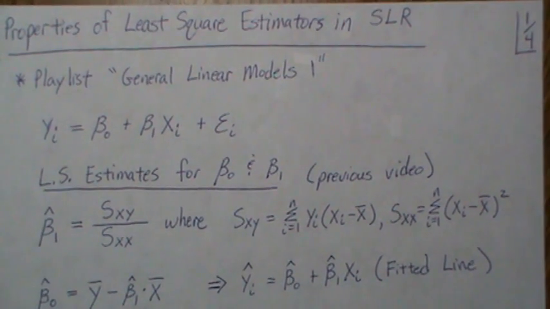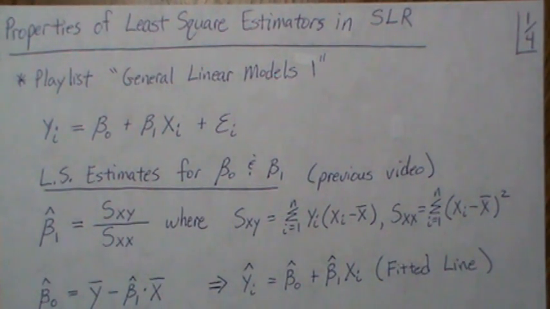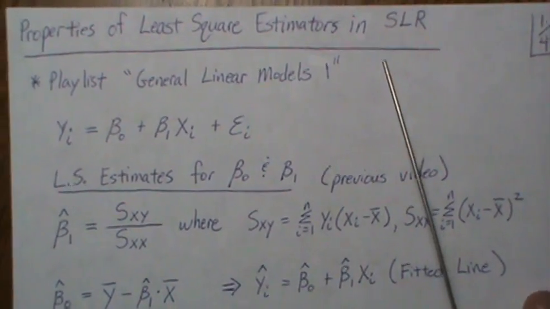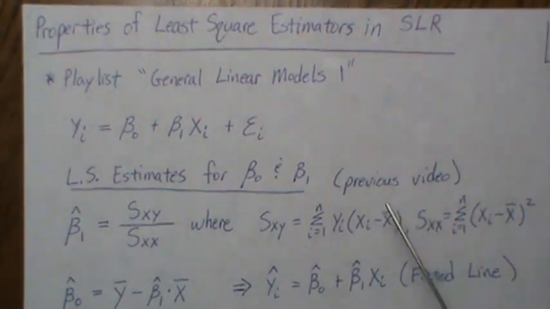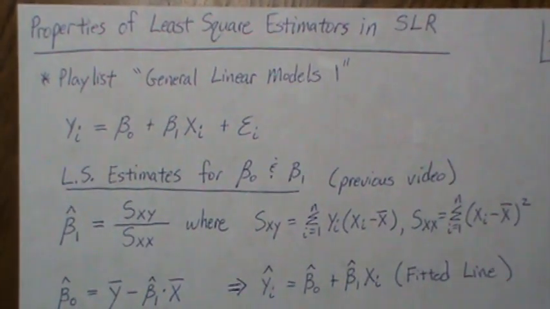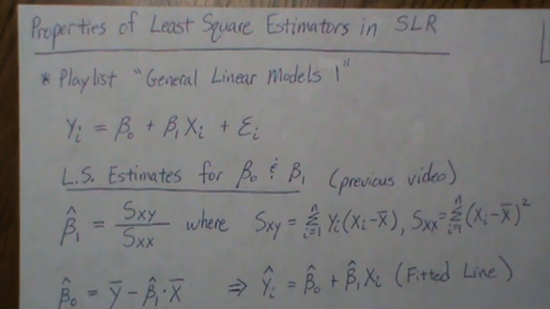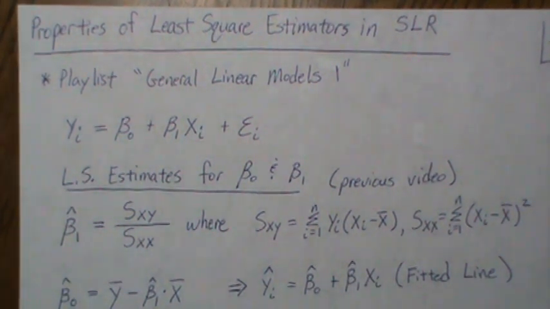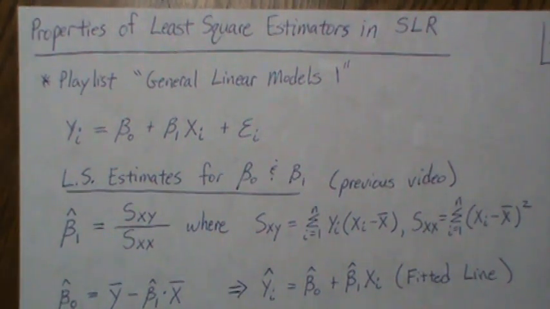Hello, this is the next video in my playlist, General Linear Models 1. We're going to look at the properties of the least squares estimates of our simple linear regression line. In the first few videos, we gave some intuition for simple linear regression. We derived the least squares estimates, and now we're going to give properties of these least squares estimators.